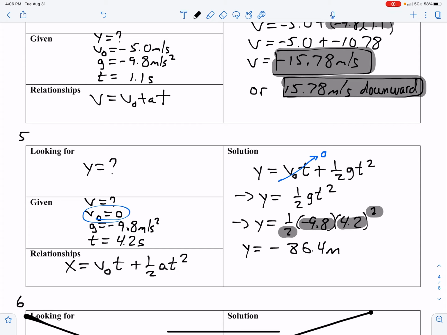Now, since the question is asking how deep, we're looking for just a distance or a height, if you will. Height and depth kind of mean the same thing. The question did not ask for displacement. If the question asked for the stone's displacement, we would have to use the word negative in the answer or the word downward. But since it just asked for how deep, that is just a measure of height, depth, distance, and the answer would just be 86.4 meters deep.